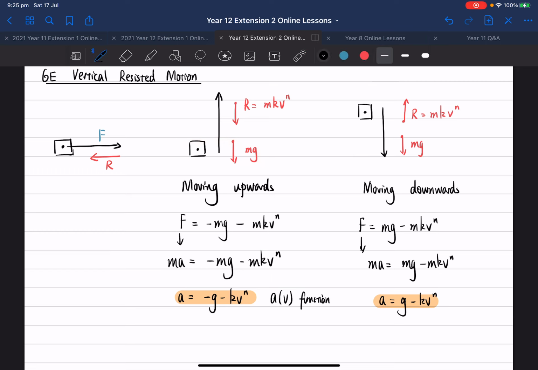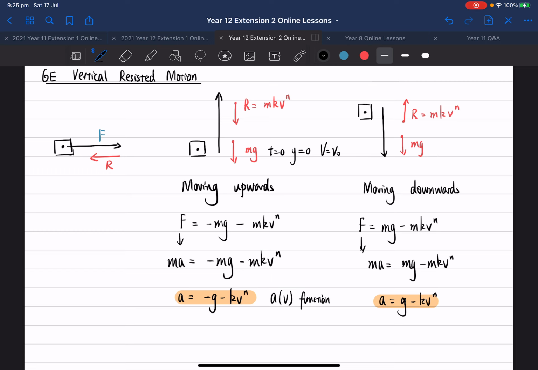For example, when t is equal to 0, y, the vertical displacement, is equal to 0, and then you can have an initial velocity of a certain value. So v could be equal to v0 here.